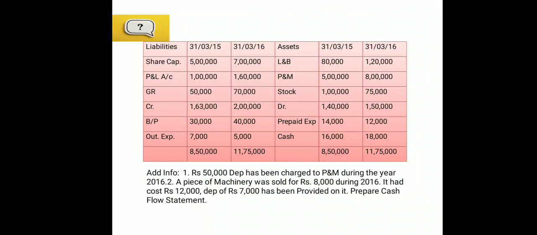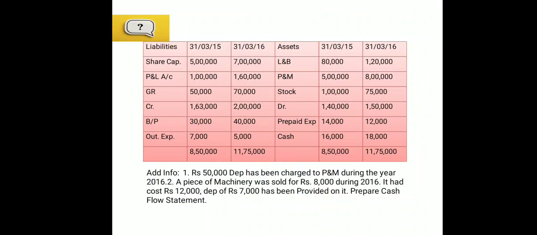And what is this profit? This profit is your non-operating or non-fund profit. Remember, profit on the sale of a fixed asset is non-fund or non-operating profit. So that means we need to deduct it while calculating your cash flow from operations.